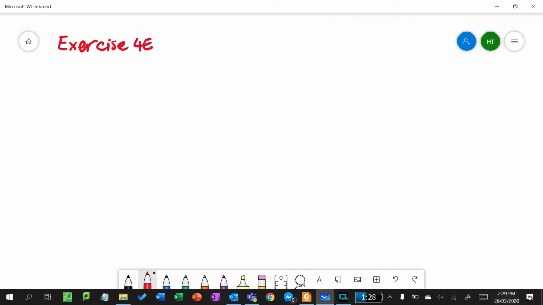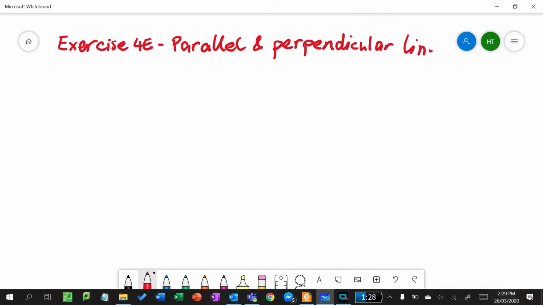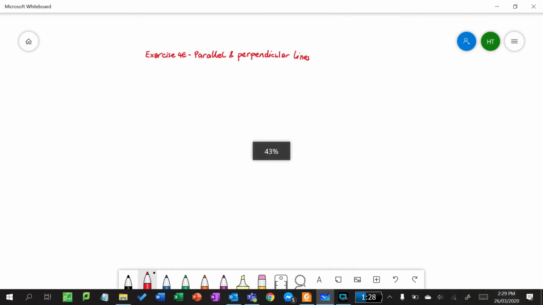And exercise 4E is looking at parallel and perpendicular lines. Now what does parallel mean and what does perpendicular mean? So let's take a look at this picture I have for you here.